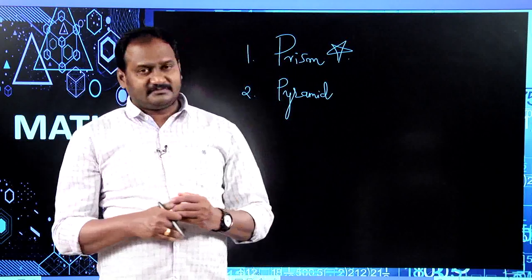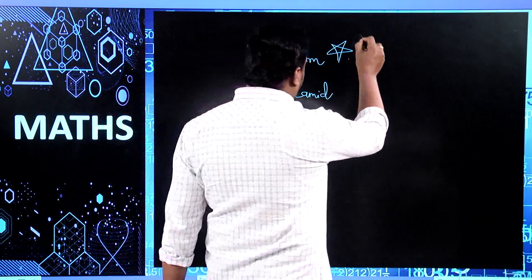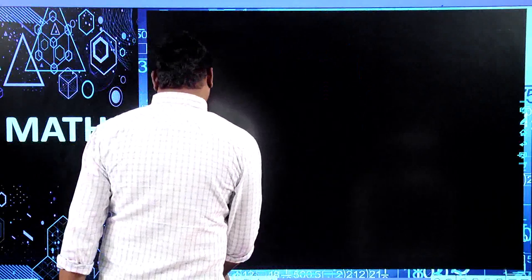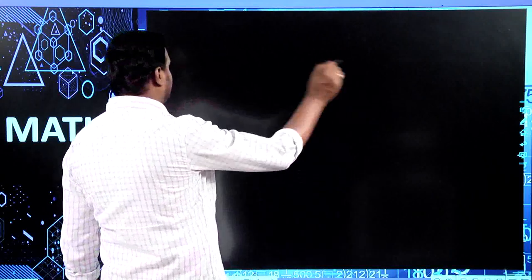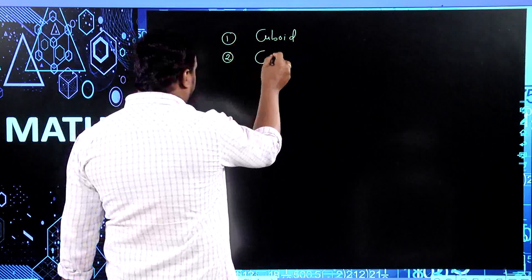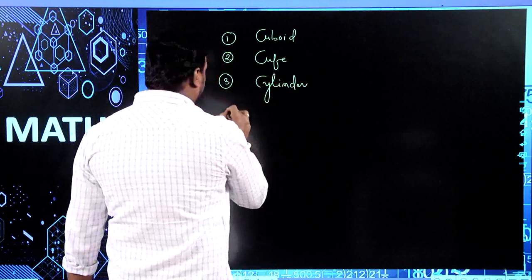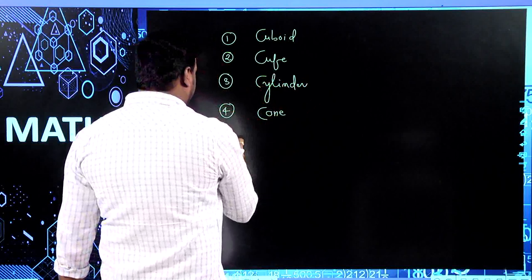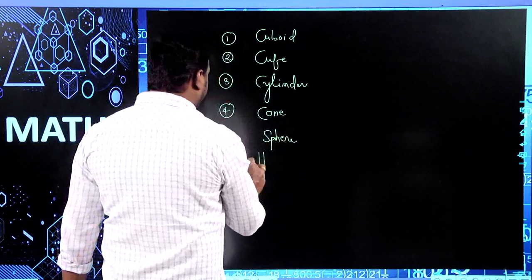But in our grade 9 CBSE curriculum, we discuss only prisms, right? In this concept, surface areas, we are going to discuss a few solids. Any guesses about the solids? Yes, the very first solid is a cuboid, the second is a cube, the third is a cylinder, the fourth is a cone, and the fifth is a sphere. Of course, the next one is a hemisphere.